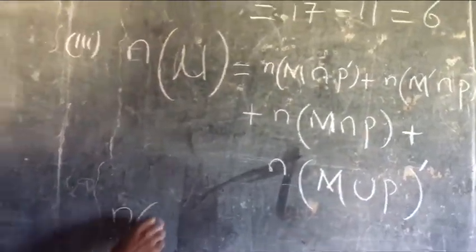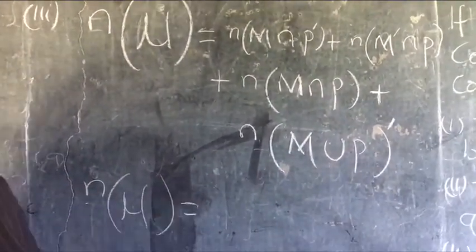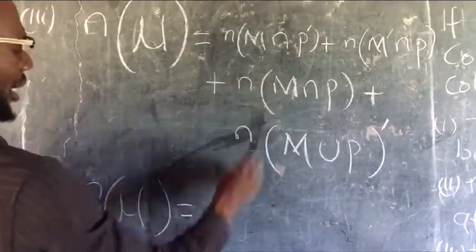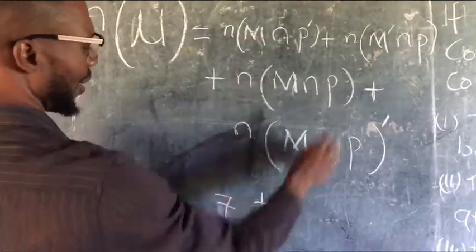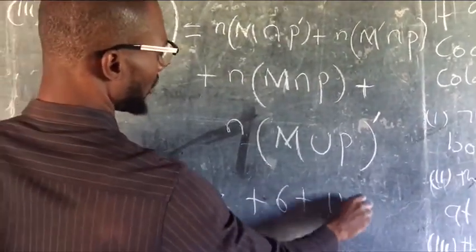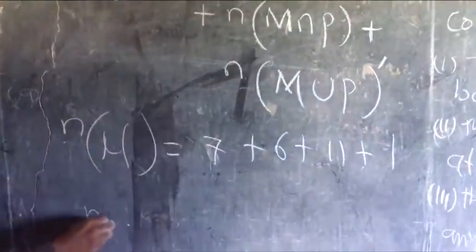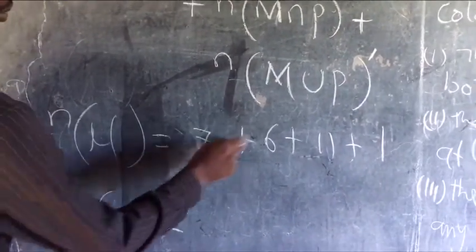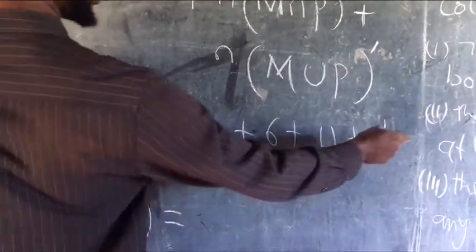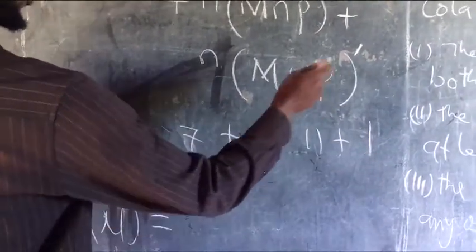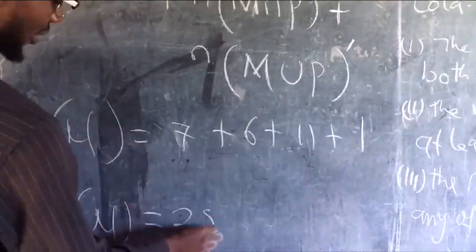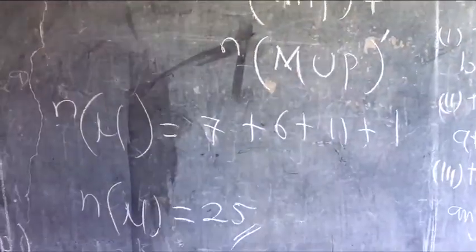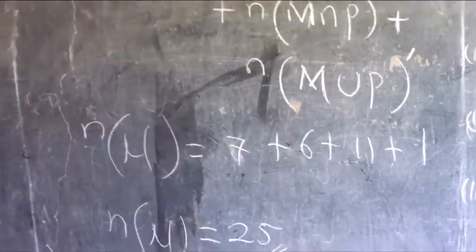So the cardinality of my universal set will give me 6. This one is 7, plus that one is 6, plus 11, plus 1. We can get my universal set as this plus this. That's 13. 13 plus this one, 14. 14 plus 11, 25. So the cardinality of my universal set is 25. So 25 people sat for the exams.